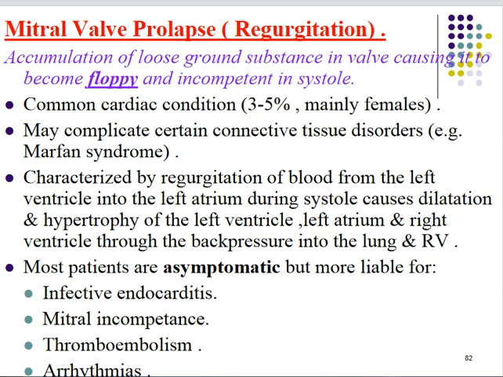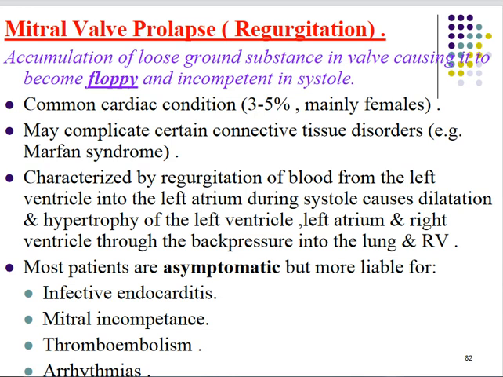Mitral valve prolapse or regurgitation. This type of abnormality develops as a result of the accumulation of loose ground substance in the valve, causing it to become floppy and incompetent in systole. This is a common cardiac condition, seen in about 50% of the population, mainly females. It may complicate certain connective tissue disorders like Marfan syndrome, characterized by regurgitation of blood from the left ventricle to the left atrium during systole.